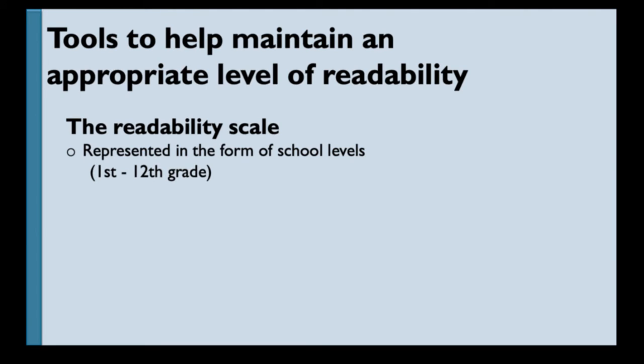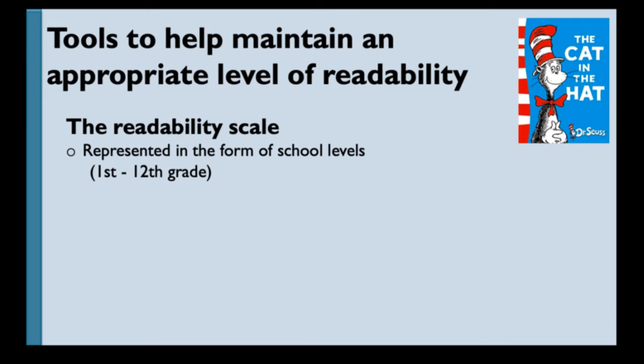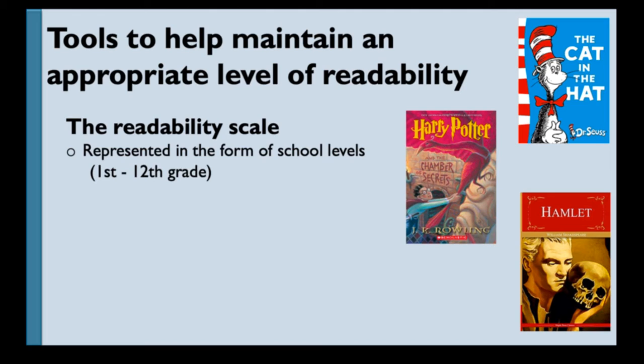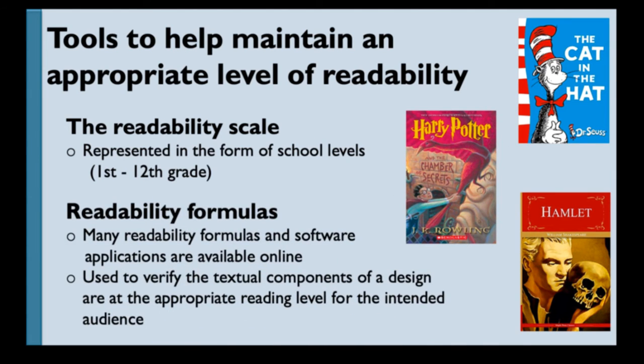So, for example, Dr. Seuss's The Cat in the Hat has been assigned a first grade reading level, J.K. Rowling's Harry Potter and the Chamber of Secrets a 6th grade reading level, and William Shakespeare's Hamlet a 12th grade reading level. To determine which level the text is placed at, we use something called a readability formula. There are a variety of these formulas available to the public online.